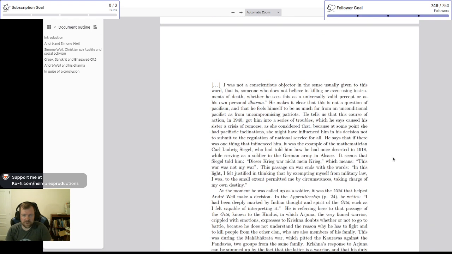I was not a conscientious objector in the sense usually given to this word, that is, someone who does not believe in killing or even using instruments of death, whether he sees this as a universally valid precept or as his own personal dharma." He makes it clear that this was not a question of pacifism, and that he feels himself to be as far from an unconditional pacifist as from uncompromising patriots.